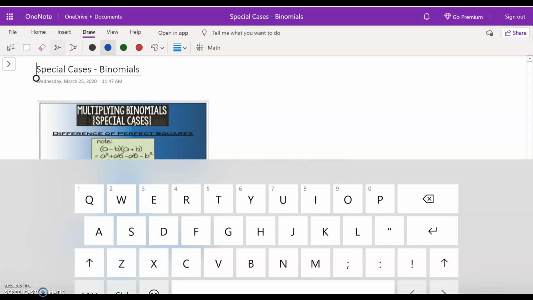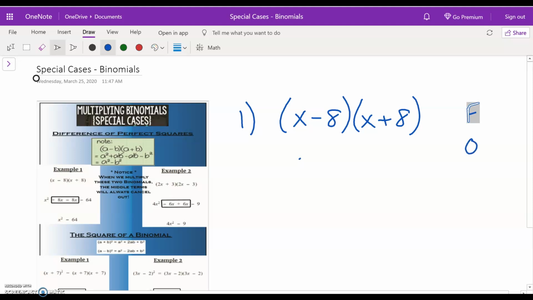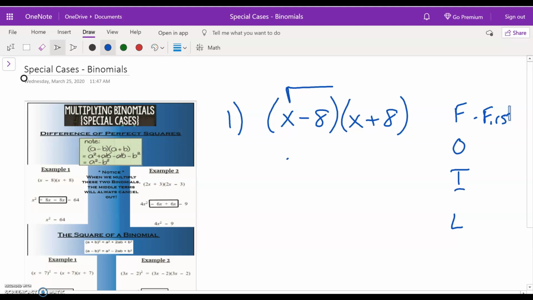So what we want to take into consideration here is the fact that when we are multiplying binomials with the special cases, if we take a look at example 1, we have x minus 8, and then we have x plus 8. Okay, so if we're going to use the FOIL method, the FOIL method says first, outside, inside, last. We take a look at our first term here, and our first terms are x times x, and when we multiply those together, we're going to get x squared. Okay, then we're going to take a look at our outside terms. Our outside terms here are x and positive 8, and when we multiply those together, we're going to get a positive 8x.